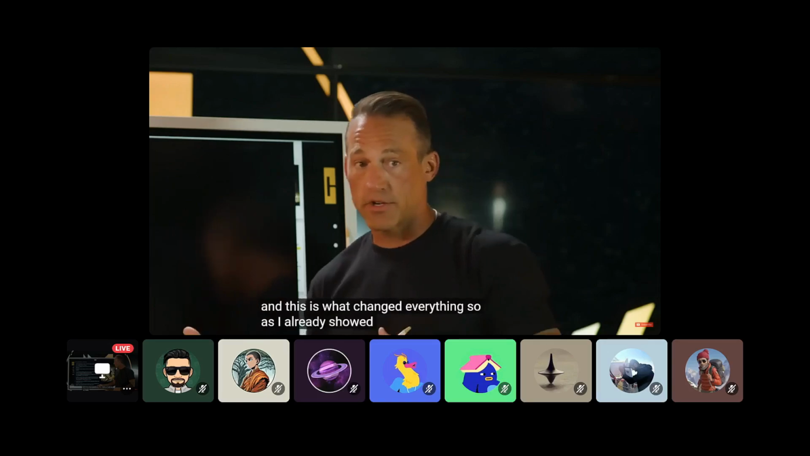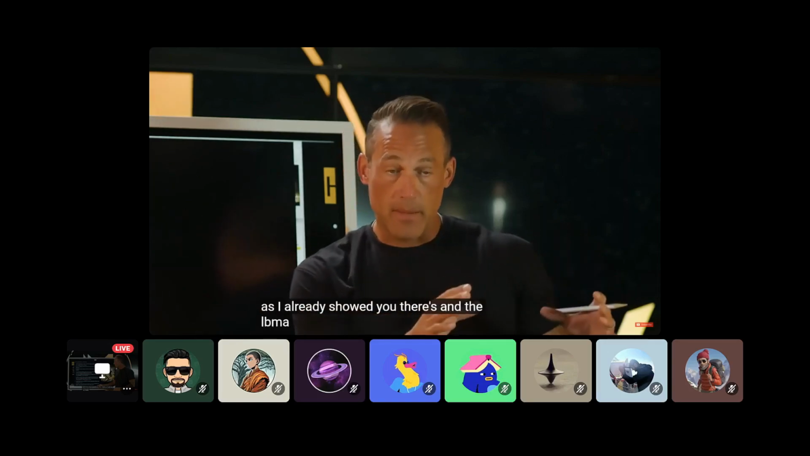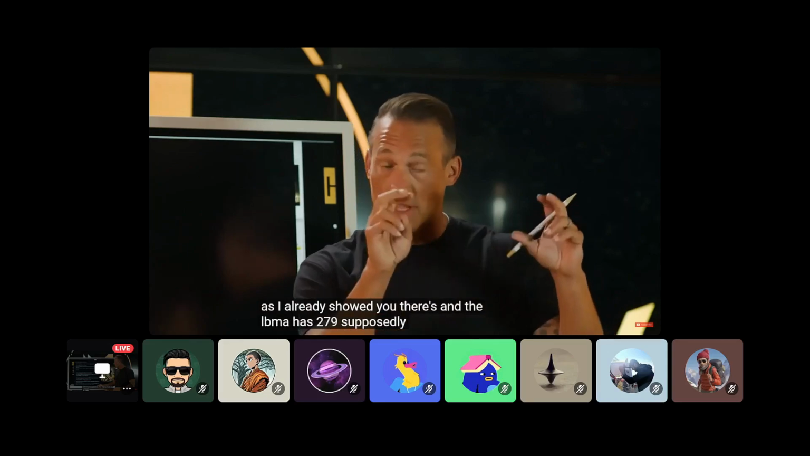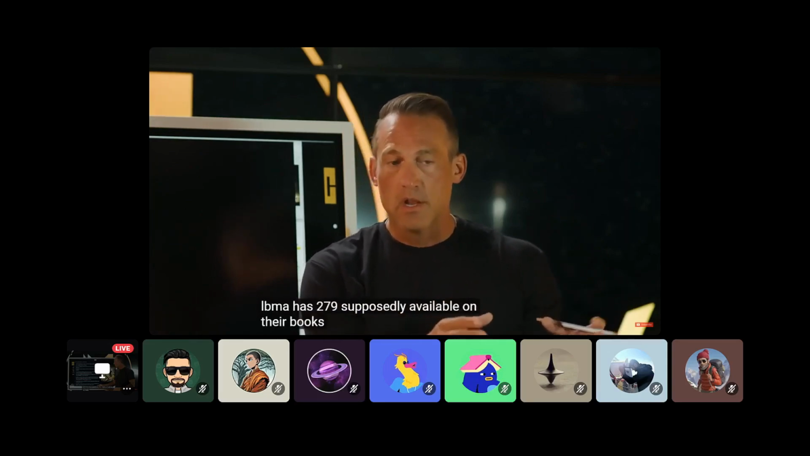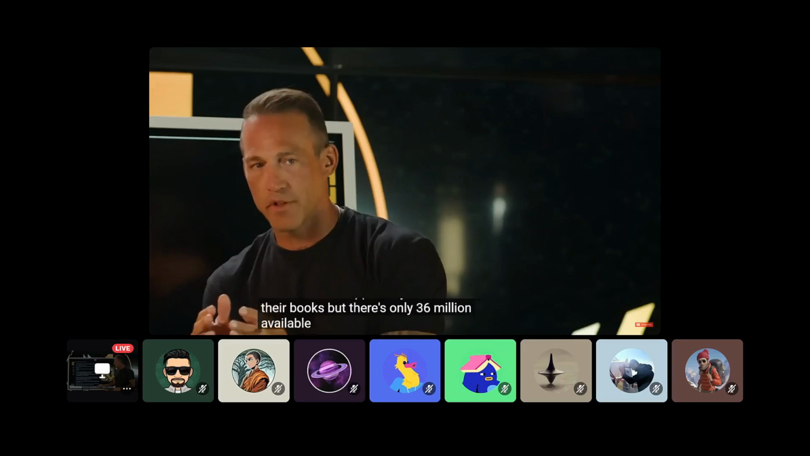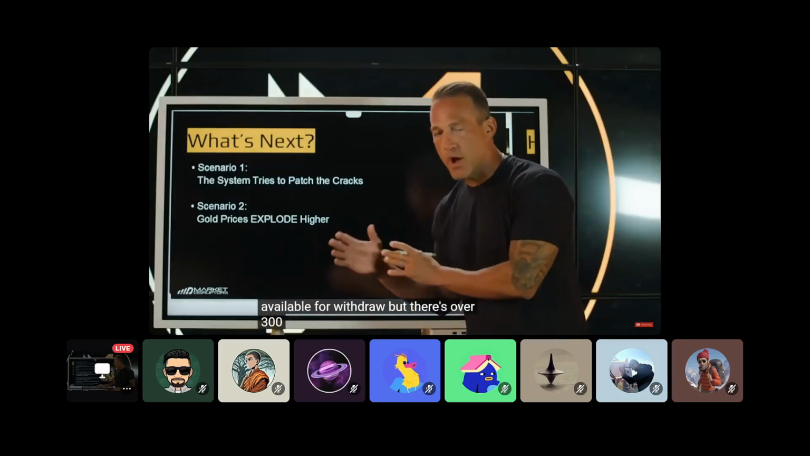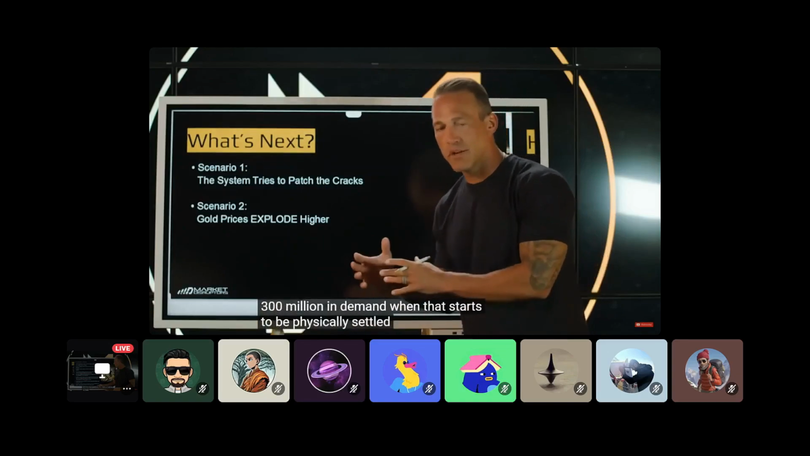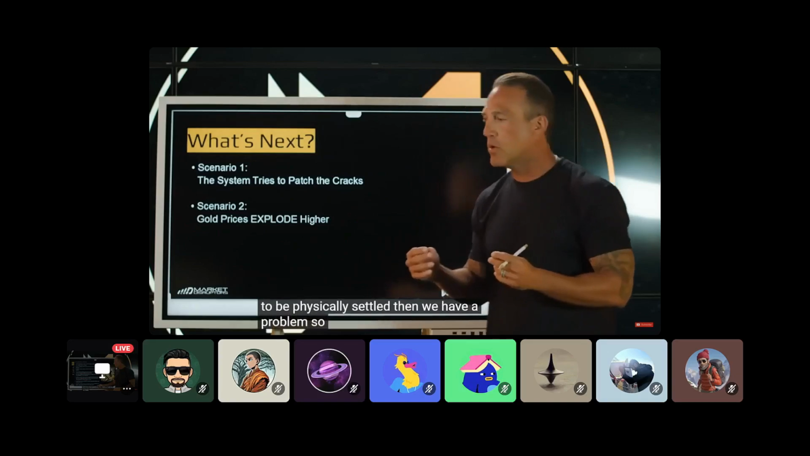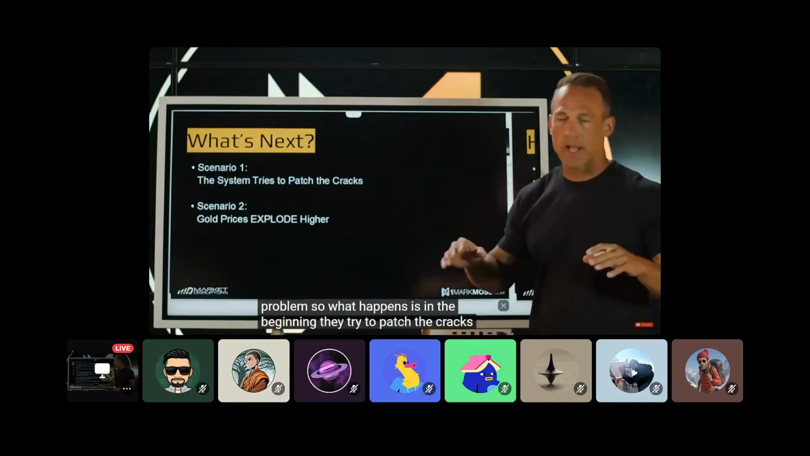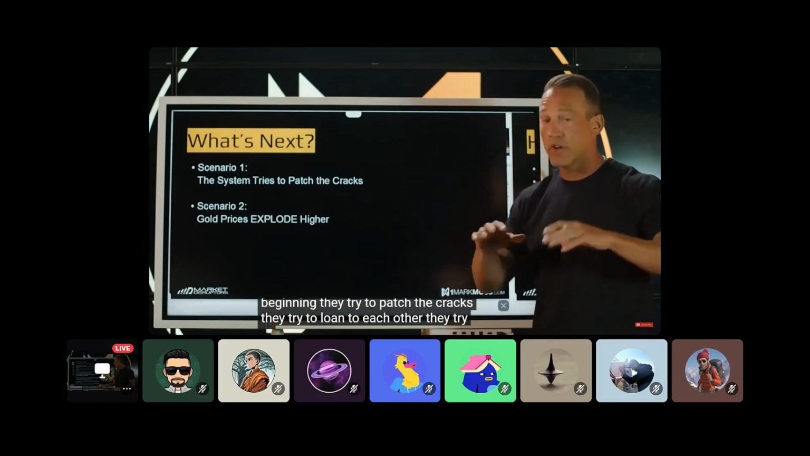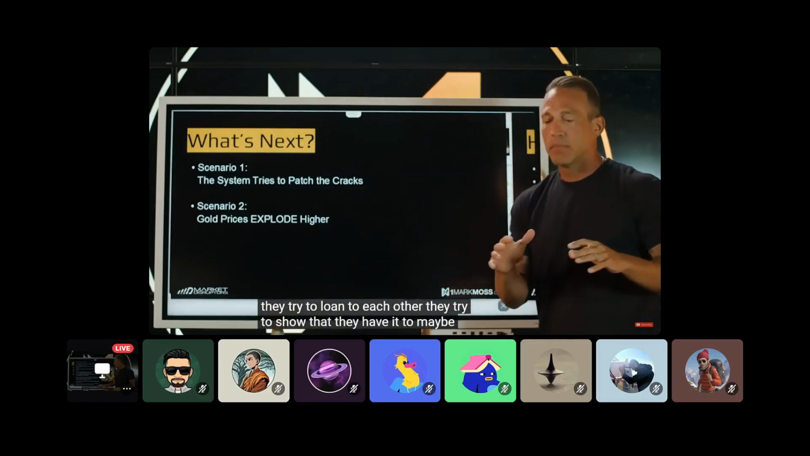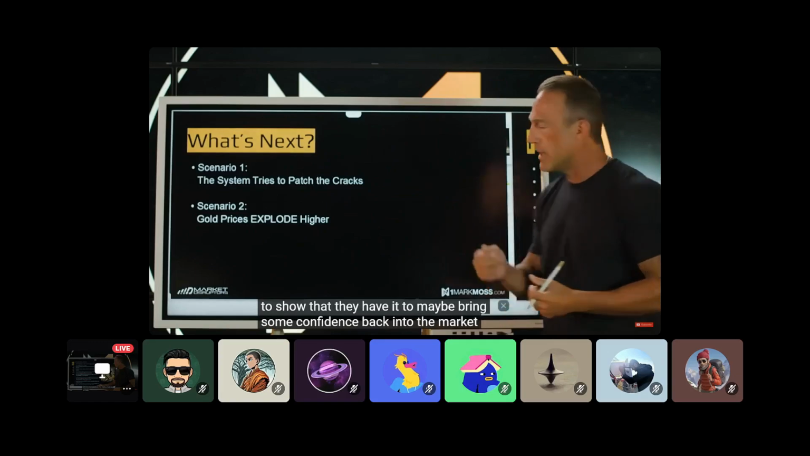So, as I already showed you, the LBMA has 279 supposedly available on their books, but there's only 36 million available for withdrawal, but there's over 300 million in demand. When that starts to be physically settled, then we have a problem. So what happens is in the beginning, they try to patch the cracks. They try to loan to each other. They try to show that they have it to maybe bring some confidence back into the market, right?